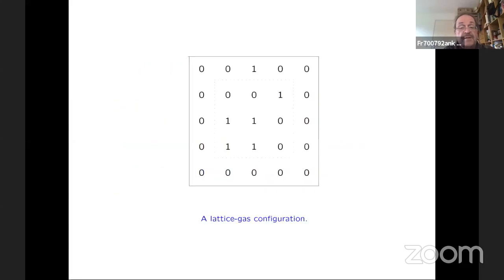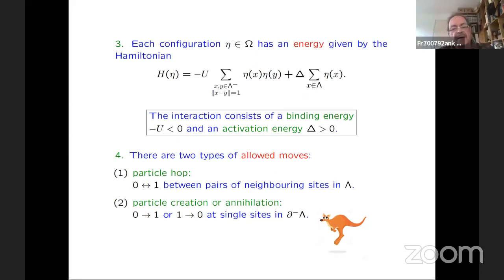Right. So here's a picture of such a lattice gas configuration. And here you would see that the ones indicate the location of the particles, and the zeros the vacancies or the holes. And you see that there can be only one particle at a time. So there's exclusion. Two particles cannot sit on top of each other. And the boundary of this box, the internal boundary, is important because that's where particles can actually disappear or reappear. But once they are in the interior, they can only move around. And I'm going to specify that in a second.